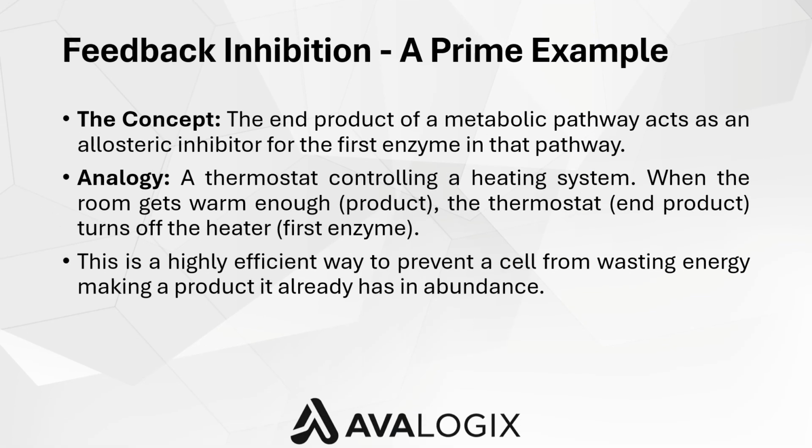One of the most powerful and widely used applications of allosteric regulation in living organisms is a concept called feedback inhibition. This is a classic example of a negative feedback loop that maintains cellular homeostasis. Here's how it works. The end product of a long metabolic pathway acts as an allosteric inhibitor for the very first enzyme in that same pathway.